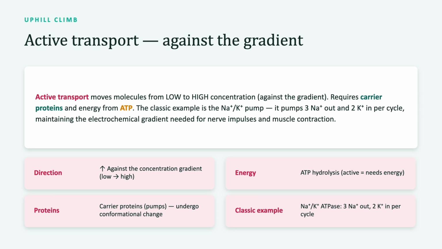Four quick facts for the exam. Direction is against the gradient. Energy comes from ATP hydrolysis. Carrier proteins called pumps do the work. And the classic example is the sodium potassium ATPase with its 3 out, 2 in ratio.